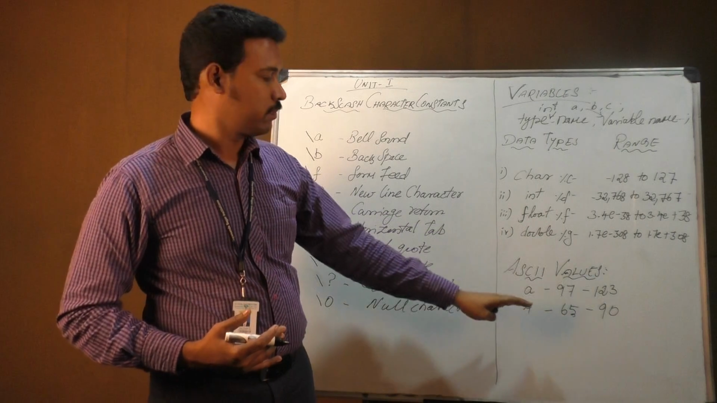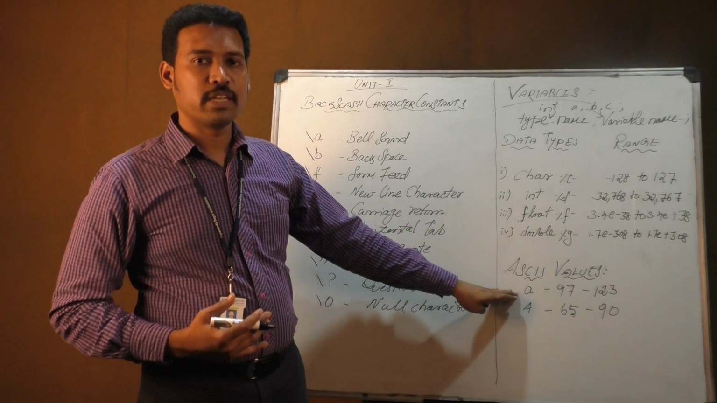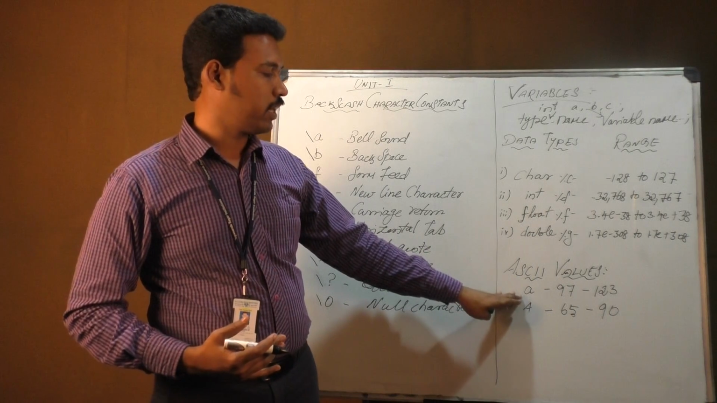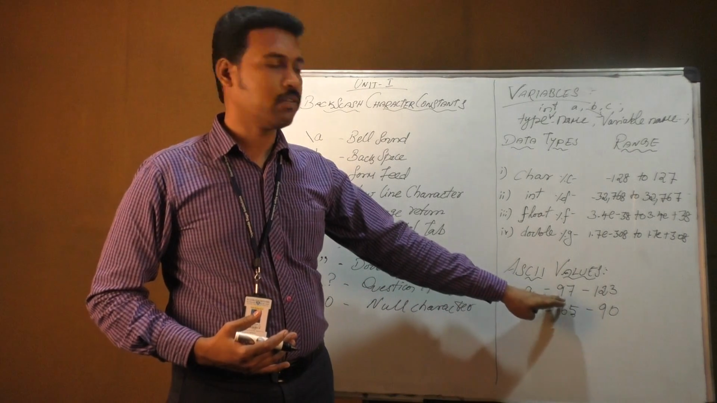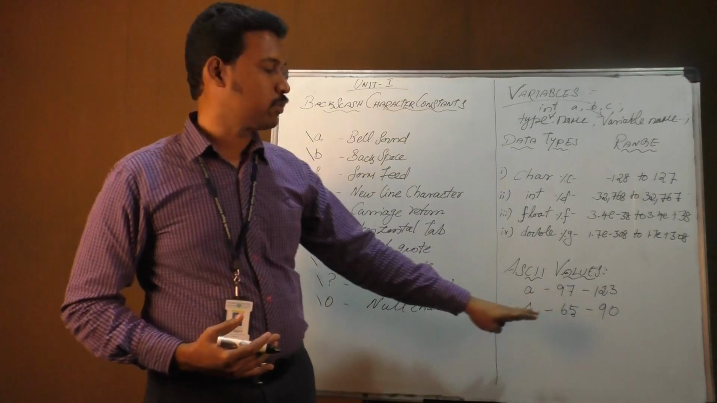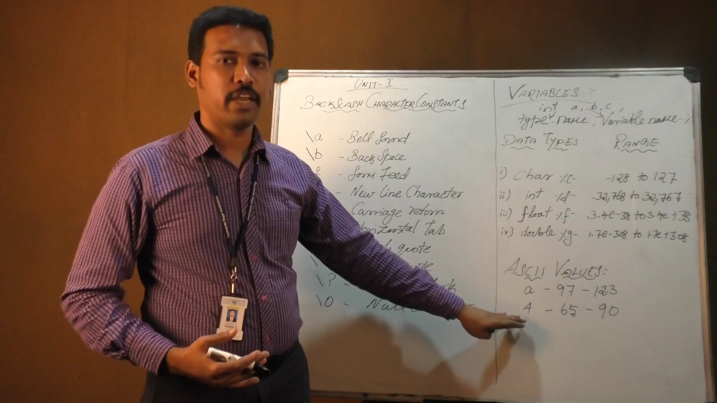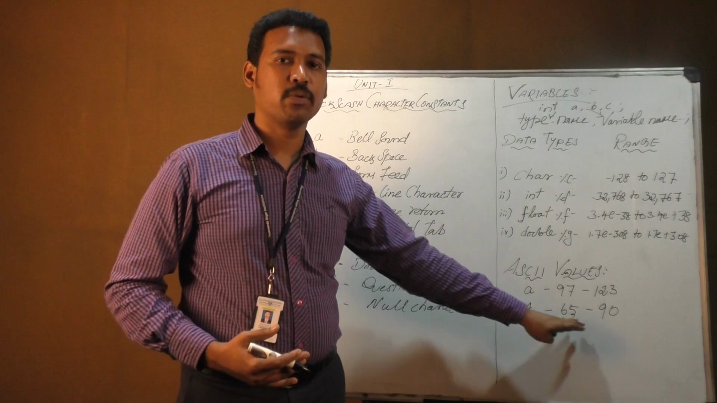For small letters, that is lower case, the numeric values range from 97 to 122. And for big letters, that is uppercase A to Z, the values range from 65 to 90.